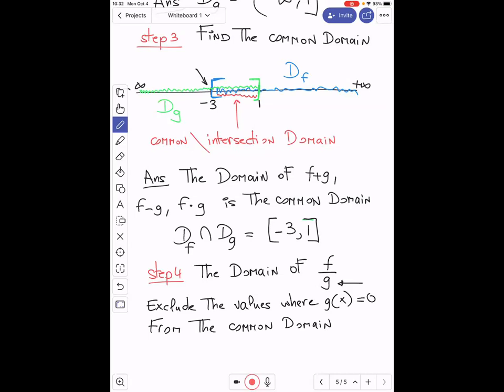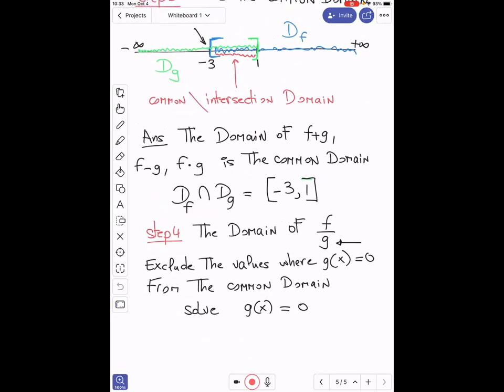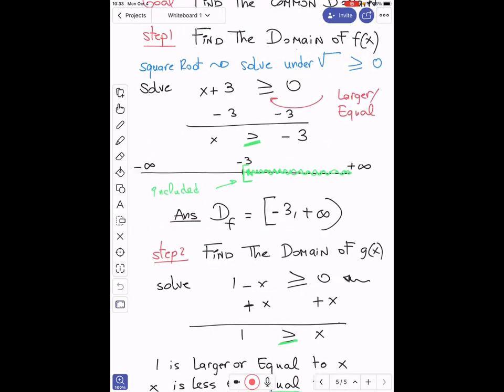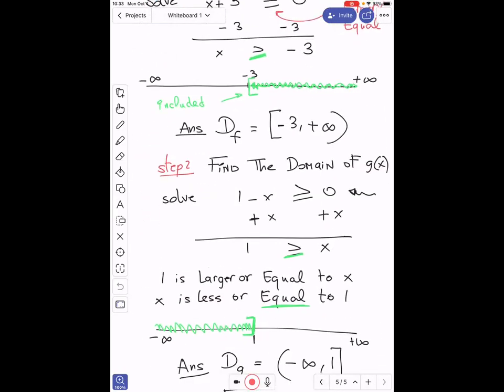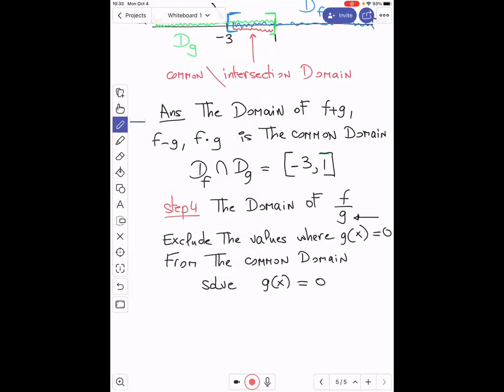So we need to solve g of x is equal to 0. I don't care if g of x is positive, just equal to 0. Just to remind you, g of x is the square root of 1 minus x. So the square root of 1 minus x equals 0.